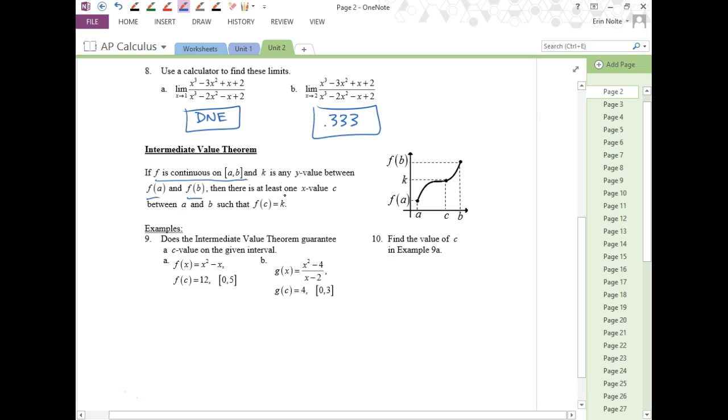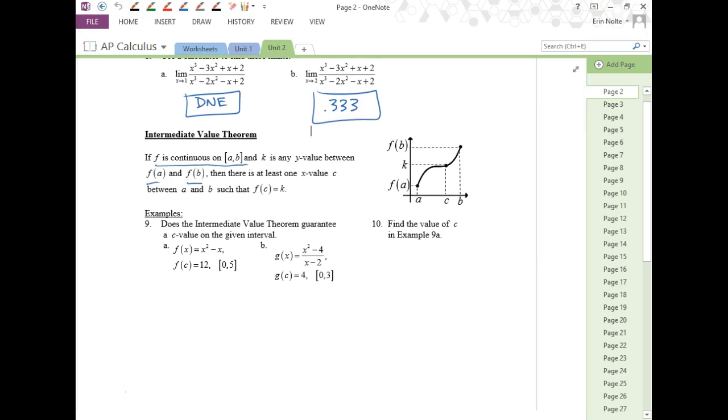No. On which one? If it's asking you at the point of discontinuity, if it's a jump or an asymptote, then it doesn't exist.